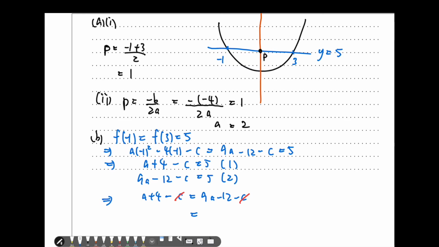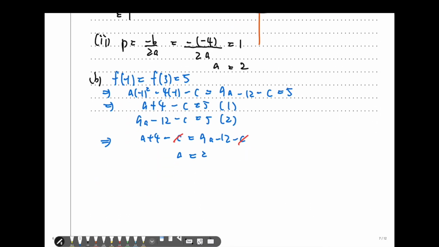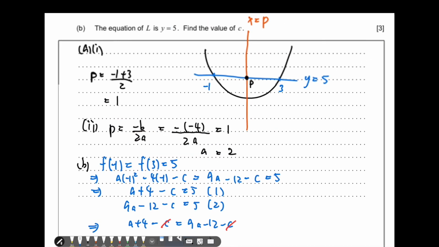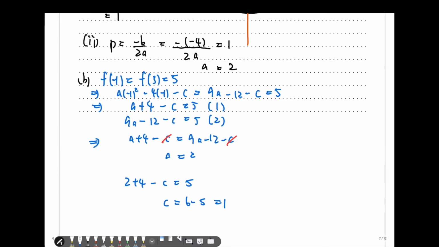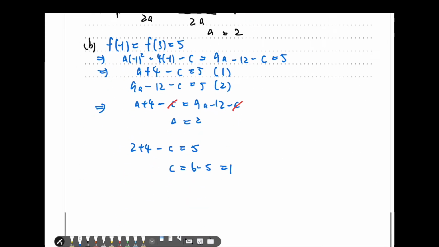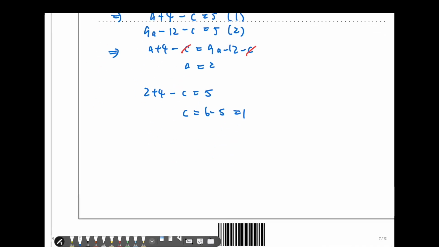So we can find a is equal to 2. That is what we have found before, but we can plug this value into the function. So that is 2 plus 4 minus c is equal to 5. So we can find c: 6 minus 5 is equal to 1. So we can simply do part B. From this we can find a and c.